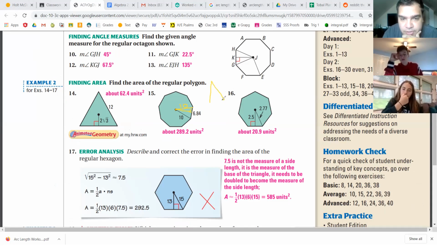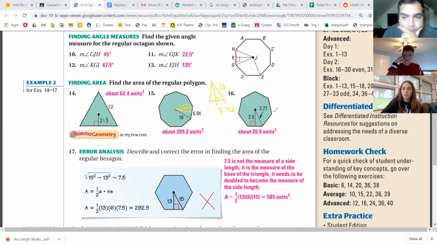So I'm just going to redraw the triangle like this. So this is 10. This little half right here, this should feel familiar. This is like 3 tests ago, where you have to cut it in half. So this is not 6.84. This is 3.42, that little piece right here, 3.42. Now, what theorem do we use to find a missing side of a right triangle?